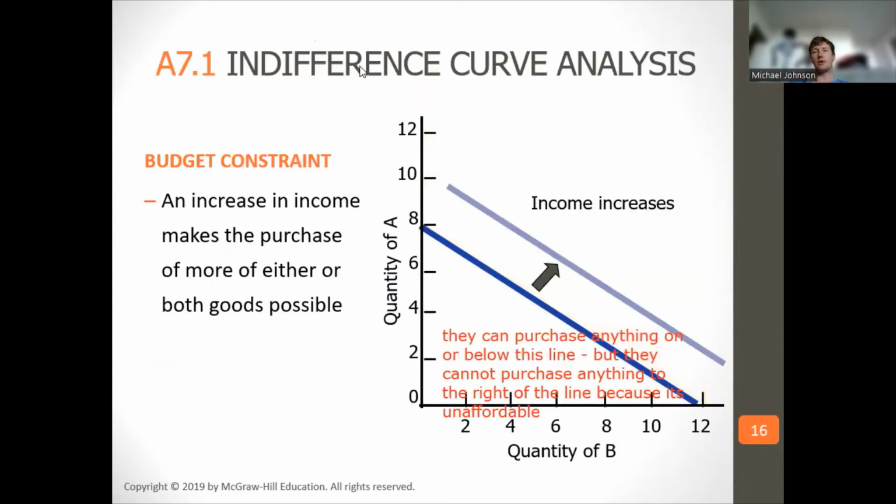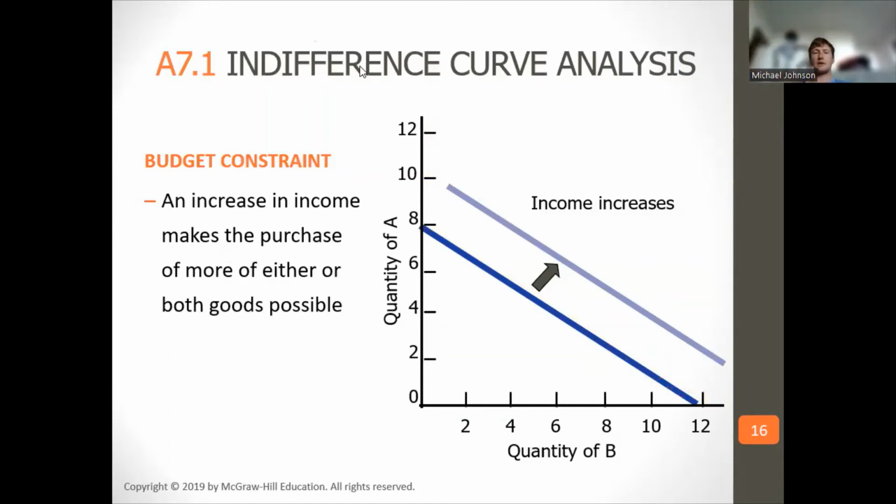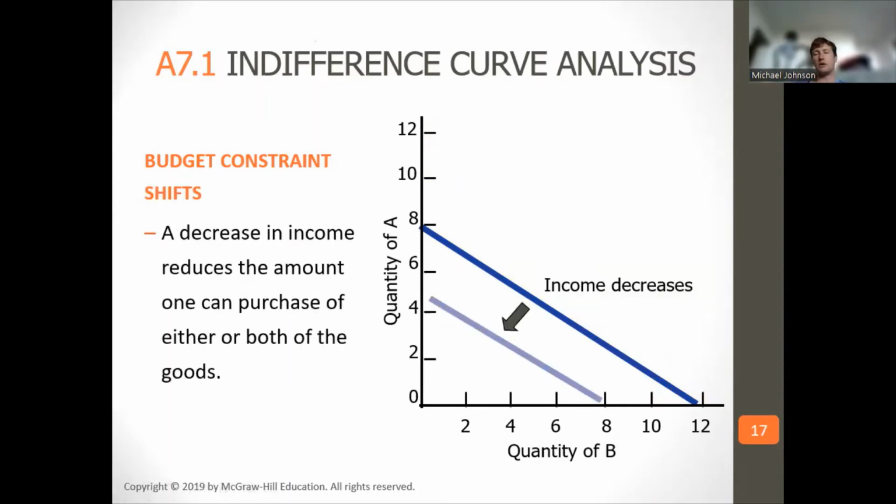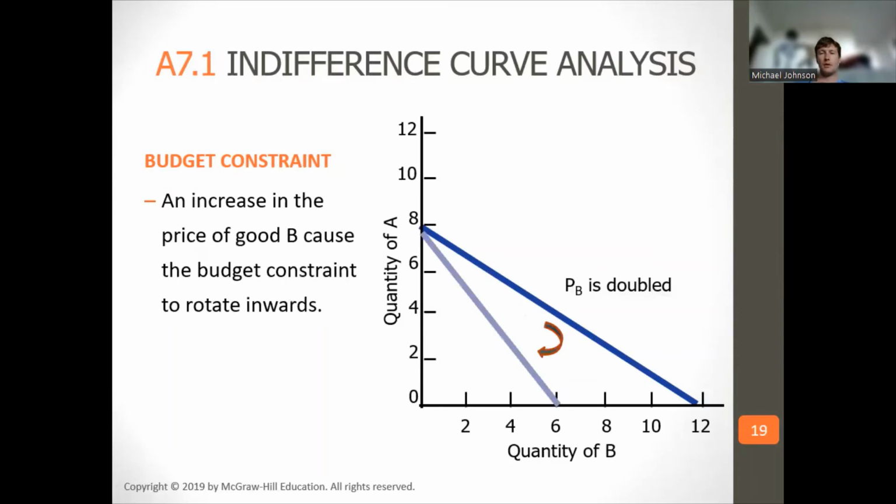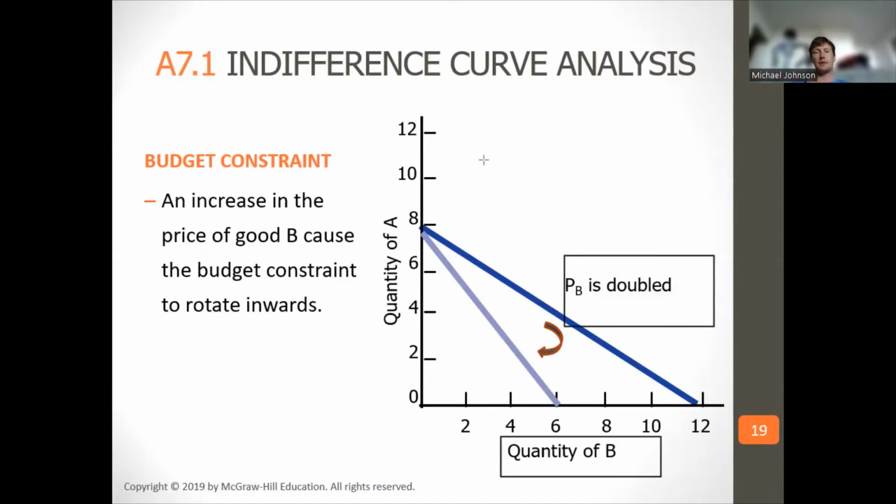So then if the line goes out to the right, income increases, so you can purchase more of each good. And then if the income line goes down, you purchase less of each good. And then if the line twists inward like this, the price of good B would double. So this is what happens if the price of B doubles. And then this is what happens if the price of A doubles.